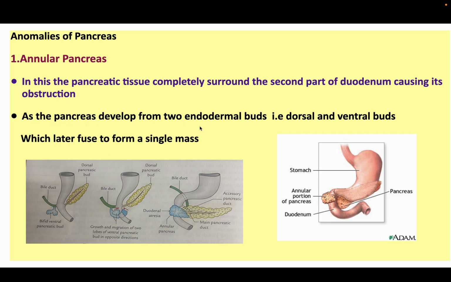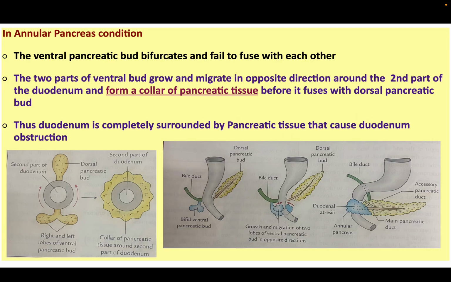Basically, as the pancreas develops from two endodermal buds, we know this is the dorsal pancreatic bud and this is the ventral pancreatic bud. But what is happening next is that the ventral pancreatic bud divides into two. You can see this bifurcation of the ventral pancreatic bud, and they fail to fuse with each other. The two parts of the ventral bud grow and migrate in opposite directions around the second part of the duodenum and form a collar of pancreatic tissue before it fuses with the dorsal pancreatic bud.